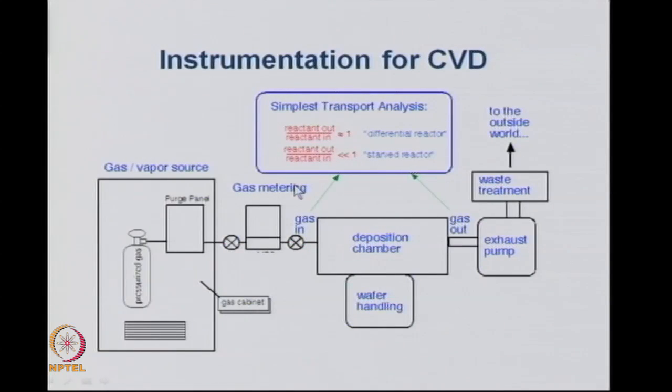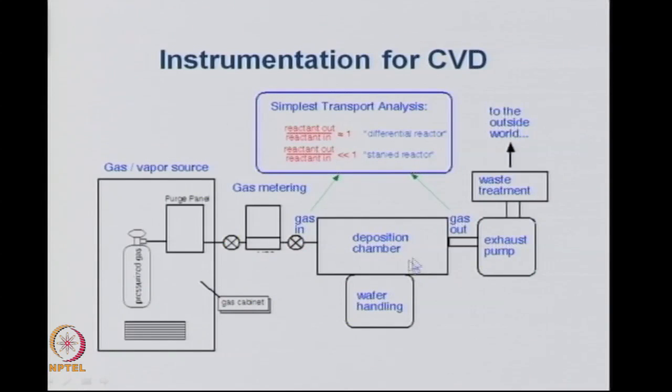And typically there are two types of transport analysis. One is when the reactant which is coming out and the reactant which is going in, the ratio is nearly 1:1. So, that is called a differential reactor. However, if the reactant coming out is much less than what is going in, then it is called a starved reactor. So, this gas in and gas out ratio leads to these two terms, the differential reactor and the starved reactor.